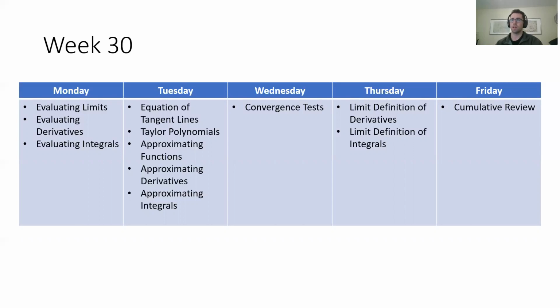Tuesday will be equation of tangent lines, which connect with Taylor polynomials, and then we'll use those to approximate functions. And then we'll also quickly go over how to approximate derivatives and integrals from a table. You're really strong with that. Wednesday, we're going to zoom back out, think about all of our convergence tests, but we're going to cross out the ones that we don't need to know per the latest changes from the College Board.